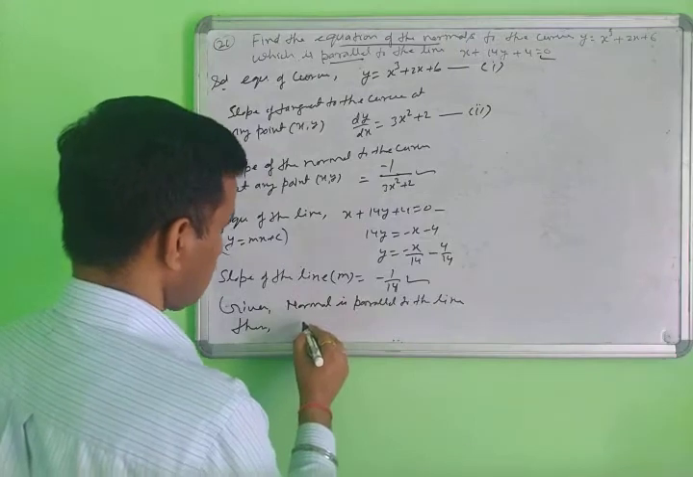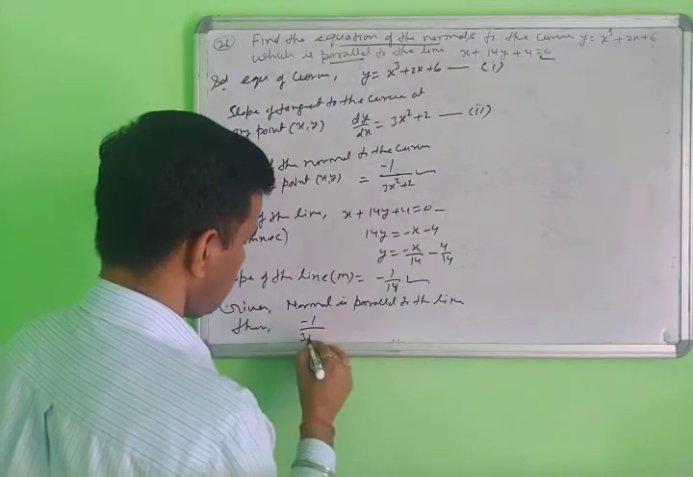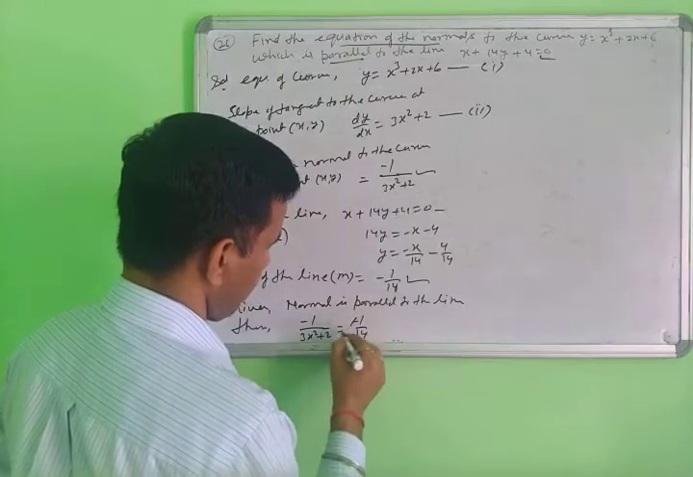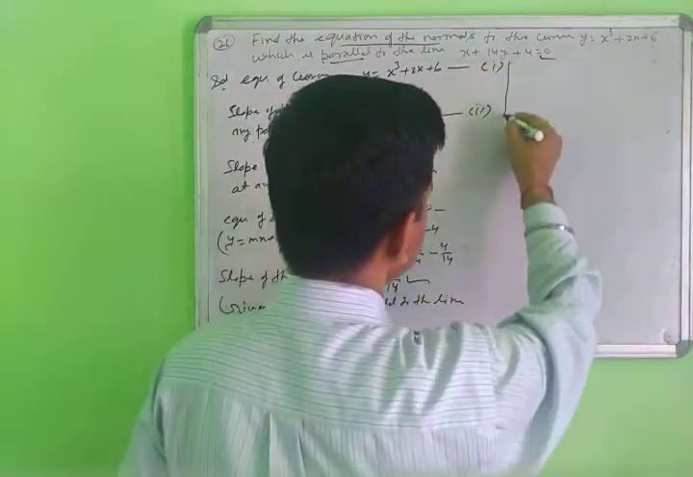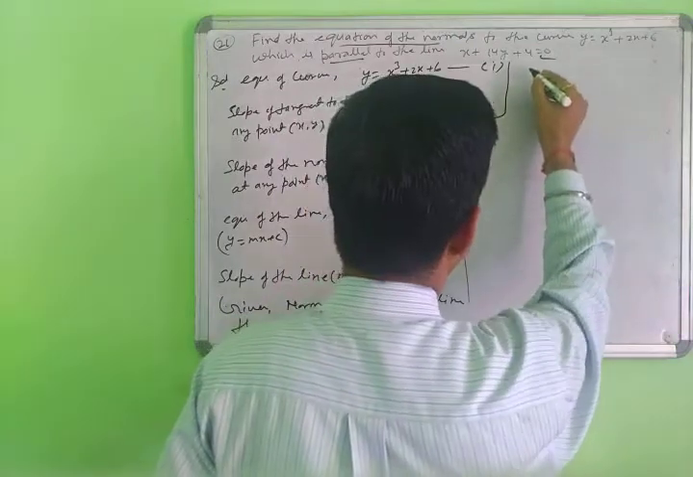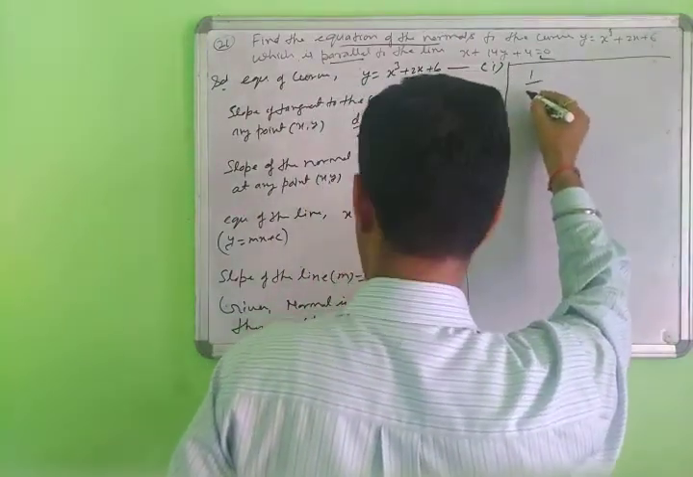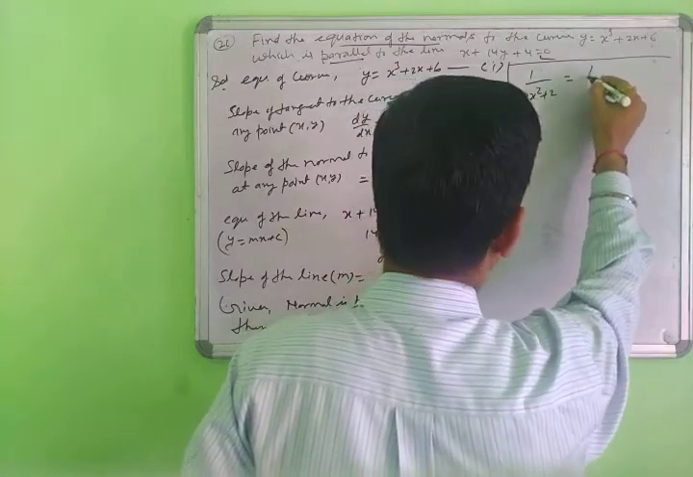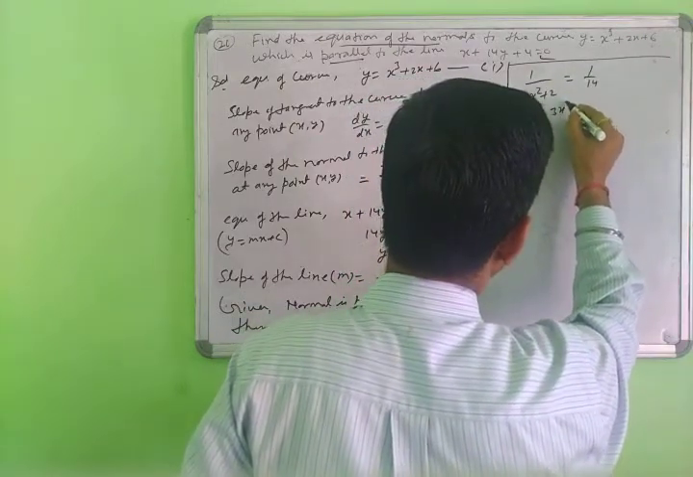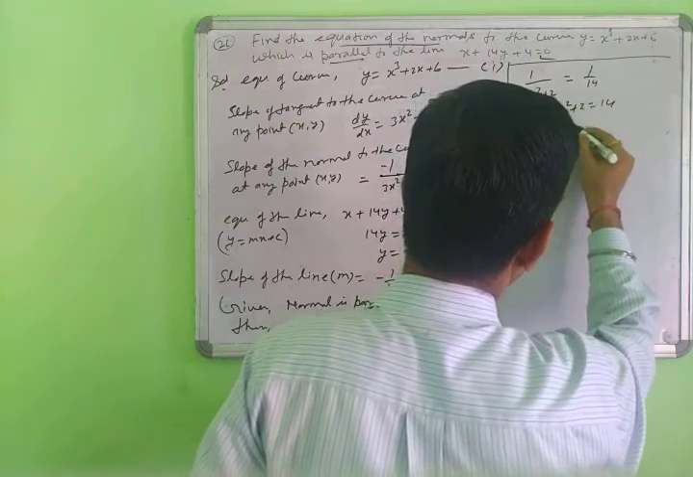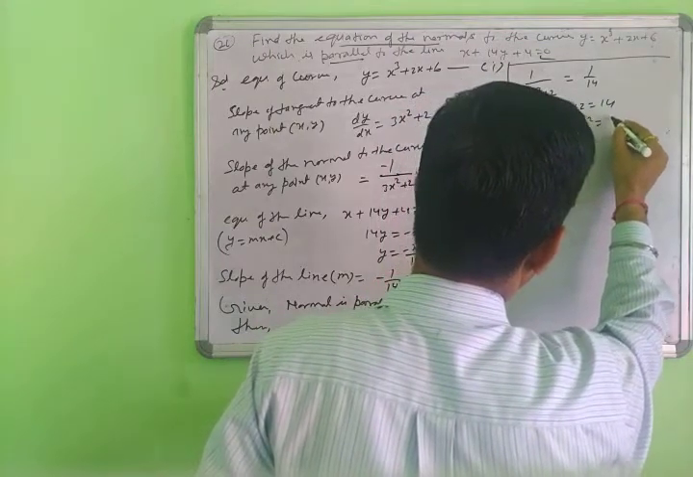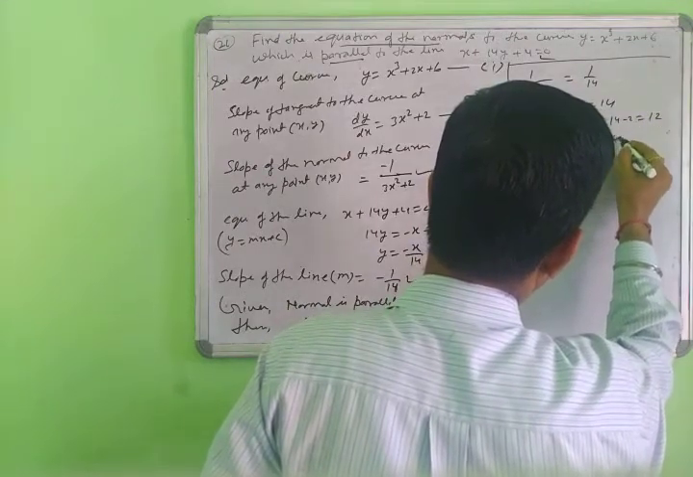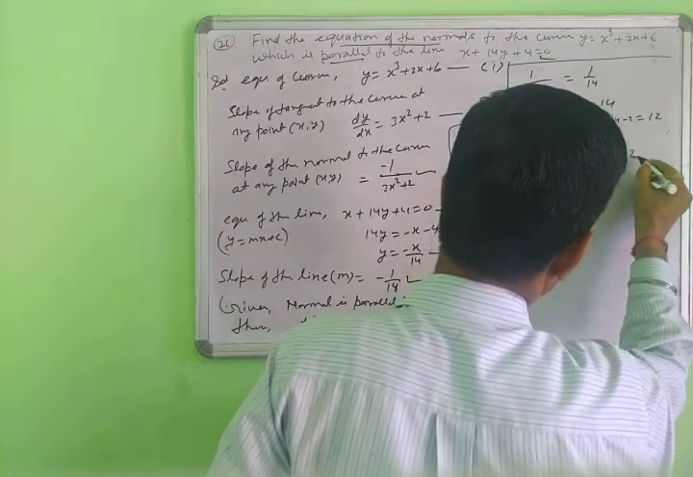But the slope of the normal is 3x square plus 2, which equals minus 1 upon 14. Minus minus cancel here. What is left? 1 upon 3x square plus 2 equals 1 upon 14. It means 3x square plus 2 equals 14. So 3x square equals 14 minus 2, equals 12. x square equals 4 and x equals plus or minus 2.